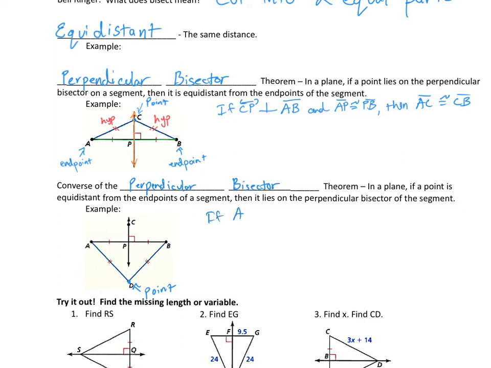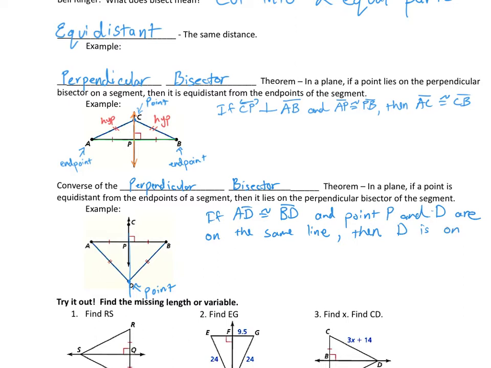So if AD happens to be congruent to BD, and points P and D are on the same line, this line here has to extend all the way through, then D is on the perpendicular bisector.